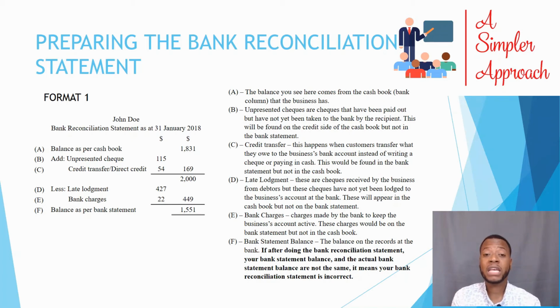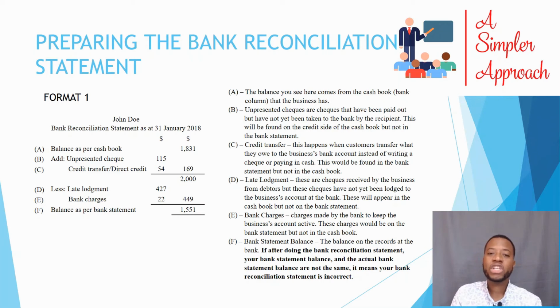We spoke about what that is. A check that was written to E. Marty but has not yet been brought to the bank to be encashed. Now, naturally, that would have been written on the credit side of the cash book, but is not on the bank statement. All right? The same concept applies for credit transfer. All right? Customers transfer funds to our business account, but we don't know that it is there until we get the bank statement and see it. All right? Now, that is on the bank statement, but it would not be in the cash book. All right?